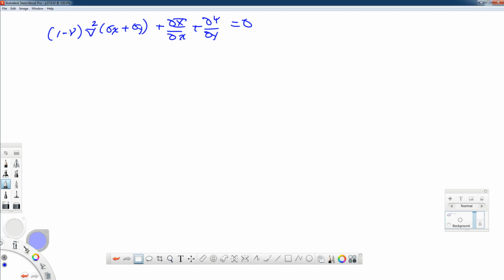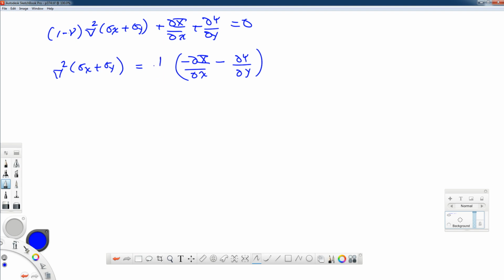We can do some further manipulations on this. If we want to solve for del squared of sigma x plus sigma y, then that would be equal to a minus partial of x with respect to x plus the partial of y with respect to y, with a minus sign, over on the right hand side. And then we'd have a 1 over 1 minus nu that would be multiplying both of those terms.